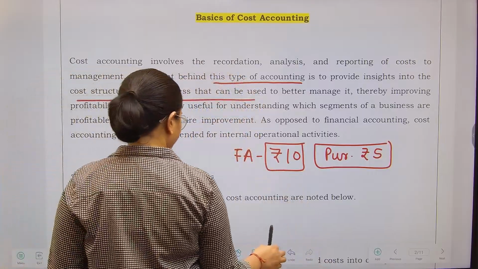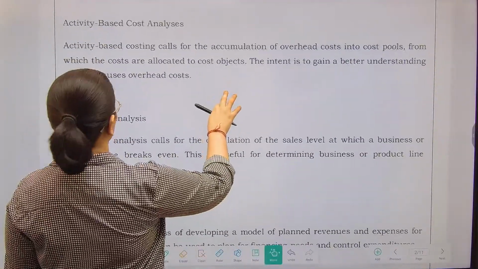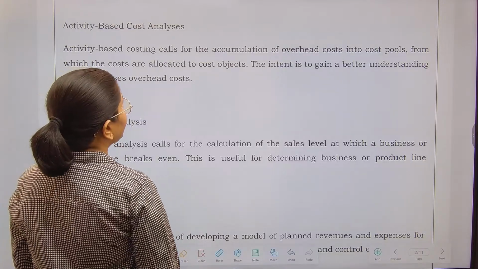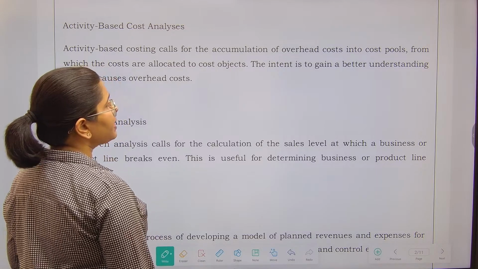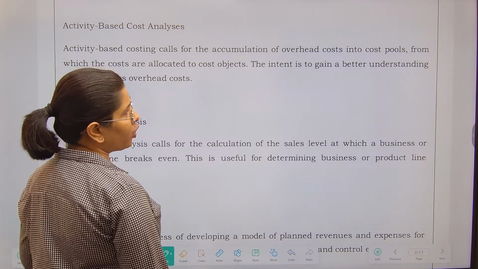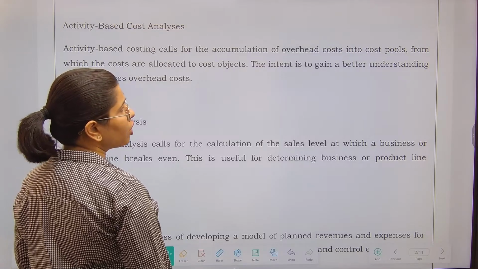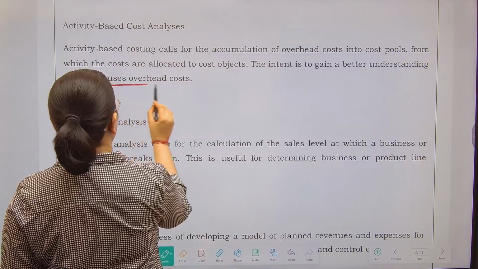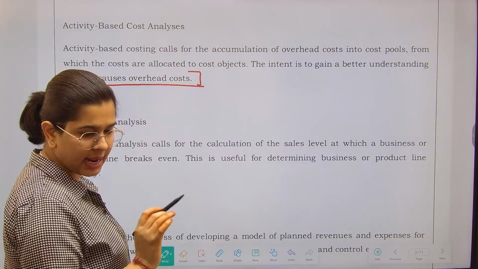Now let's see. I have included some definitions also over here. Number one is the activity based cost analysis, right? So here what happens is accumulation of overhead costs into cost pools from which the costs are allocated to the cost object. The intention is to gain a better understanding of what causes the overhead cost. Suppose, understand this point.